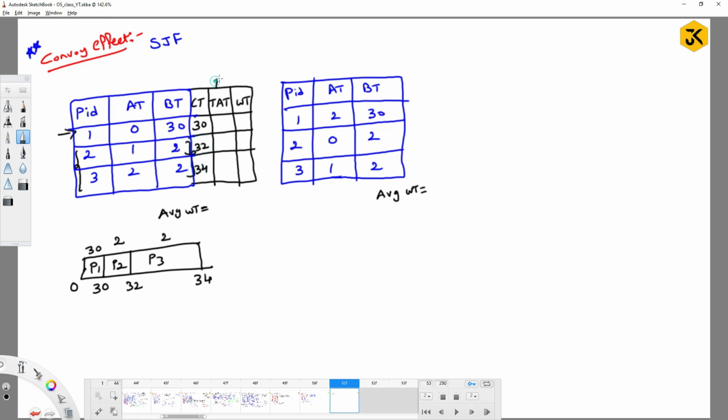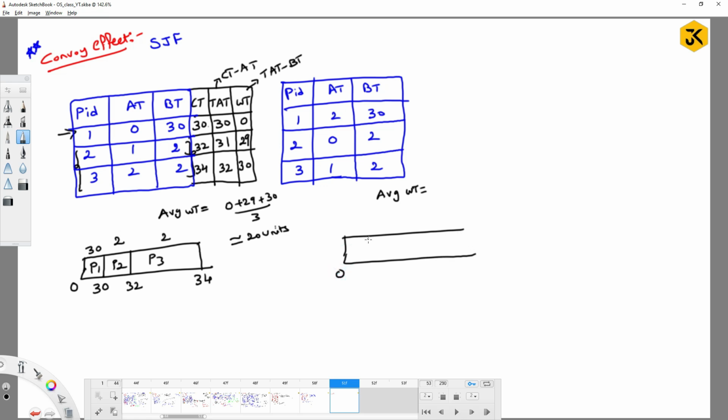Turnaround time will be completion time minus arrival time. Turnaround time of P1 is 30 minus 0, 30, then 31 and 32. Waiting time will be turnaround time minus burst time: 30 minus 30, 0; 31 minus 2, 29; 32 minus 2, that will be 30. Which means average waiting time will be 0 plus 29 plus 30 by 3, approximately 20 units of time here. Right? So try to calculate for the second example.